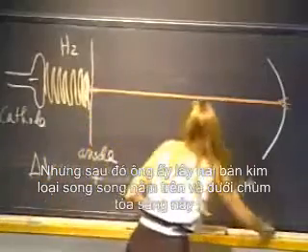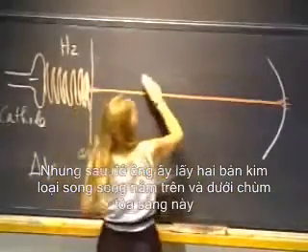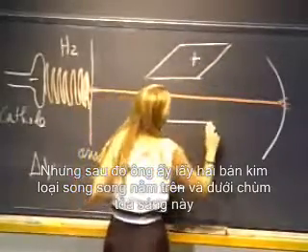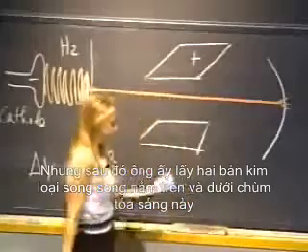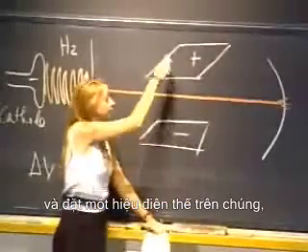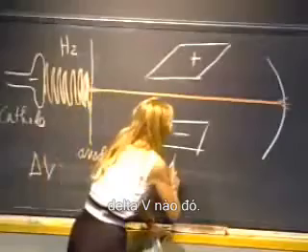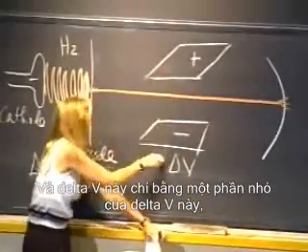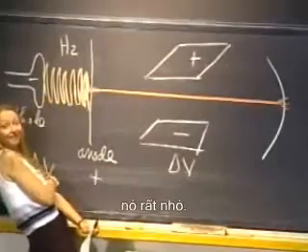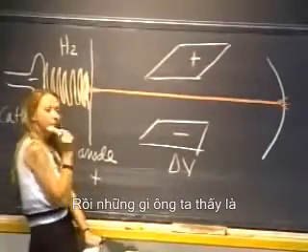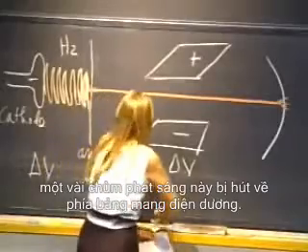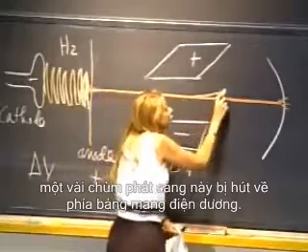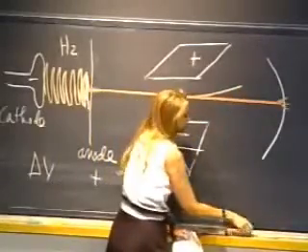But then he took a pair of parallel metal plates above and below this luminous beam, and he put a potential difference on them, some delta V, and this delta V is just a fraction of what this delta V is. Okay, so it's very small. But what he noticed is that some of this luminous beam was actually attracted toward that positively charged plate.